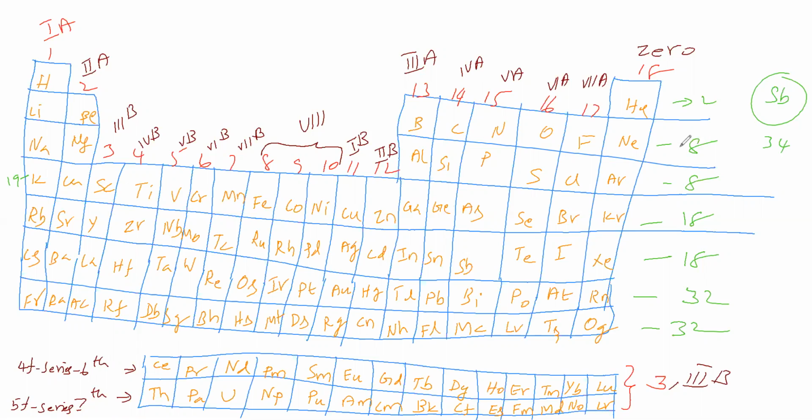Like this we can say. Otherwise, now helium atomic number we know is 2. To this you add 8. You will get neon 10. To this add 8. You will get argon 18. To this add 18. You will get krypton 36. To this add 18. You will get xenon 54. To this you add 18. You will get radon 86.